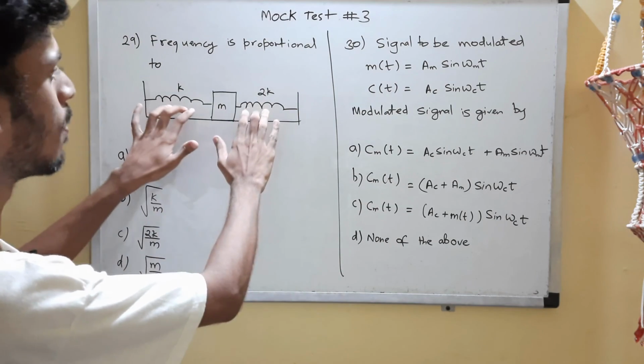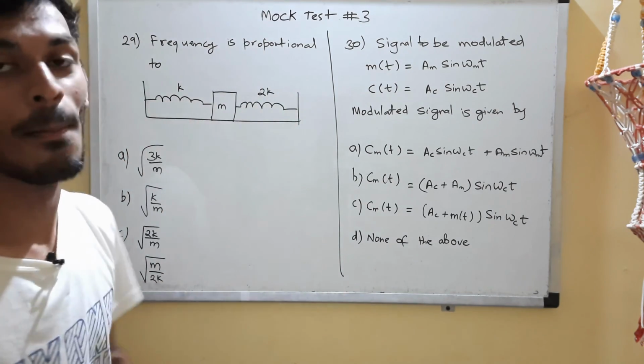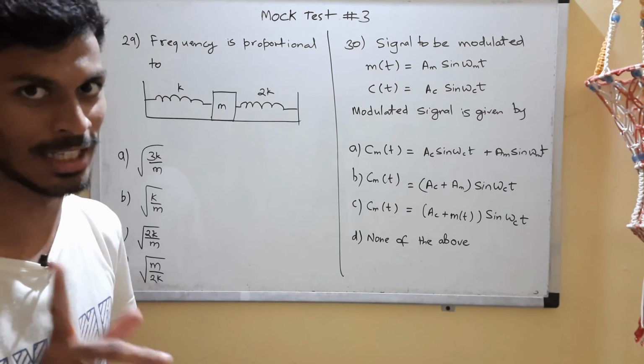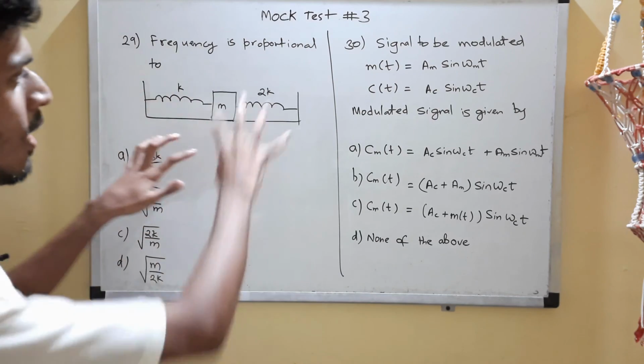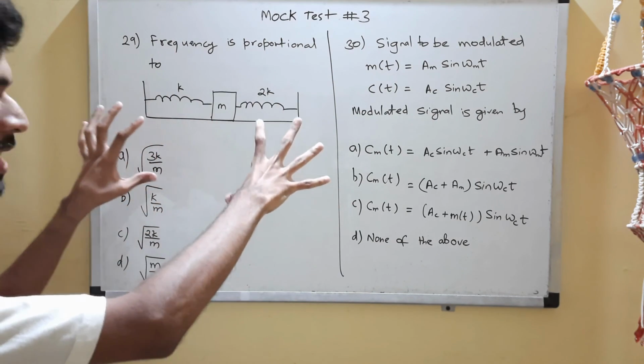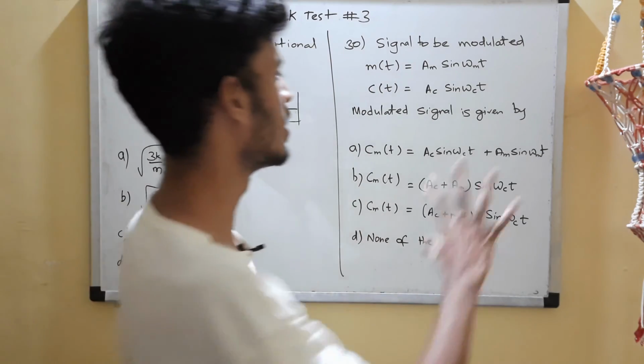What type of combination is this? Is this a series type of combination or a parallel type of combination? Yes, it's one among them. Okay, and this is question number 30. If you are able to make out what type of combination this is, you will easily be able to answer this question. Now this is question 30.